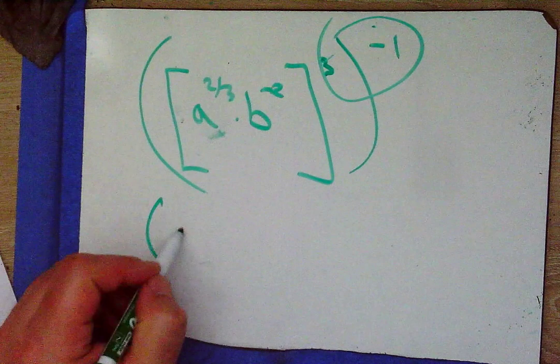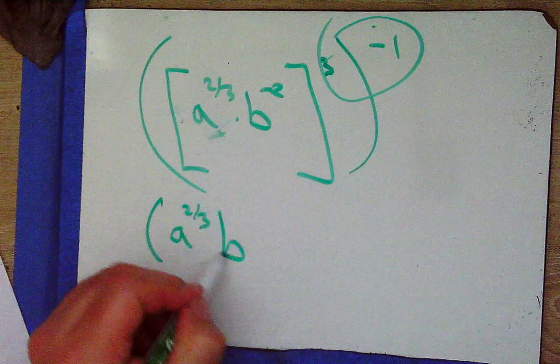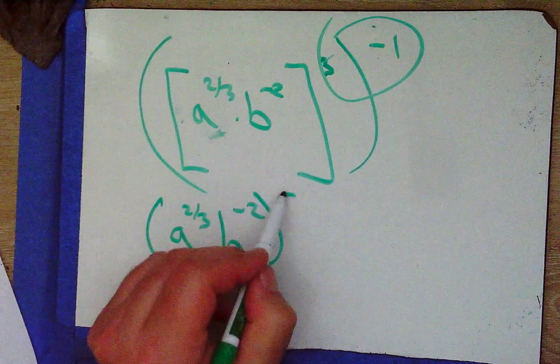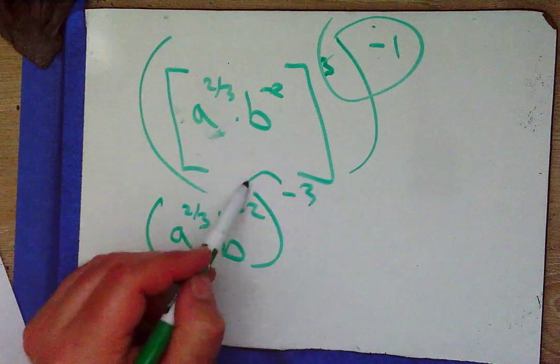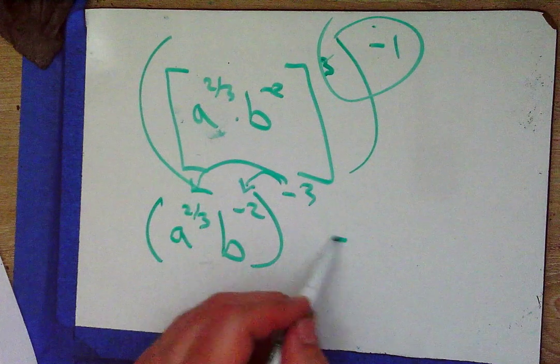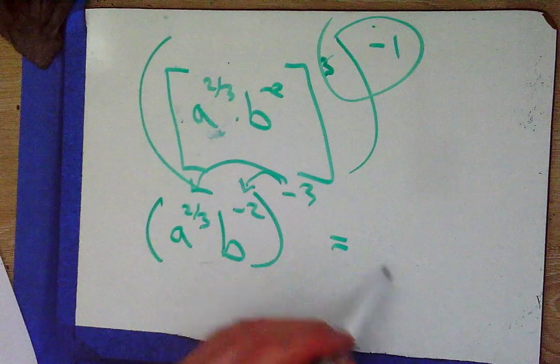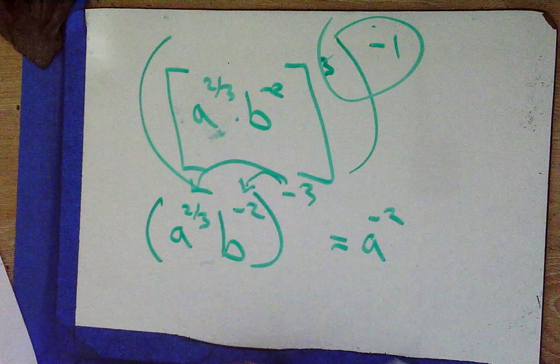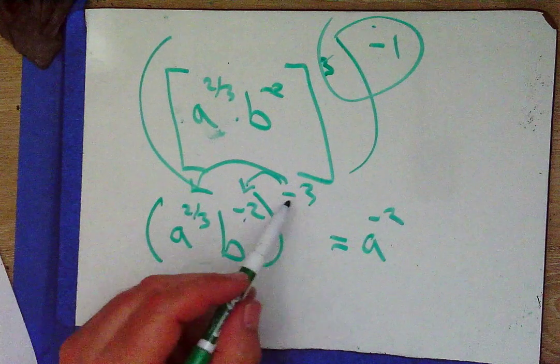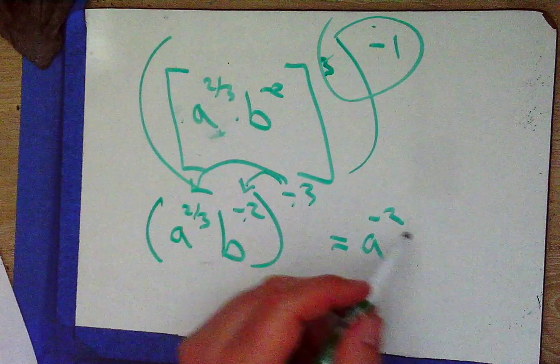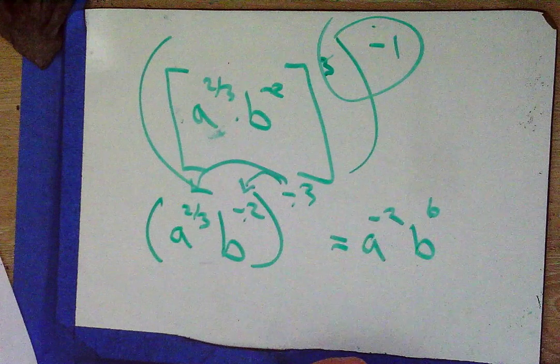So now I'm looking at a to the 2/3 b to the negative 2 raised to the negative 3 power. And I can apply that negative 3 to each of these. 2/3 times negative 3 is going to give me a to the negative 2, and negative 2 times negative 3 is going to give me b to the positive 6.